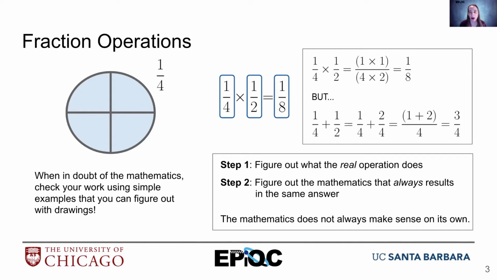So when we're thinking about how someone came up with the rules behind fraction multiplication and the rules behind fraction addition, what they did was they looked at a real problem and they looked at what the real operation would do in real life, separate from these numbers. And then they looked at the mathematical representation and figured out what mathematics gets us the right answer, not just for this problem, but for every problem. And so it is often the case that if you just look at the mathematics, it doesn't make sense on its own. We just have to trust that someone has figured out that this always works.